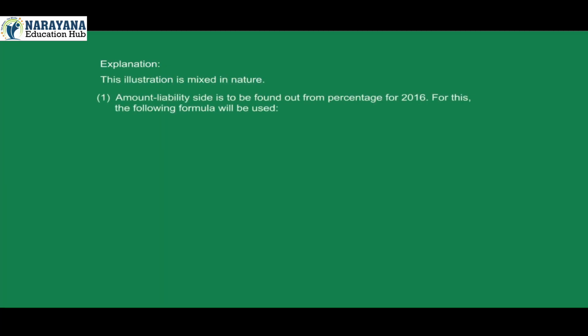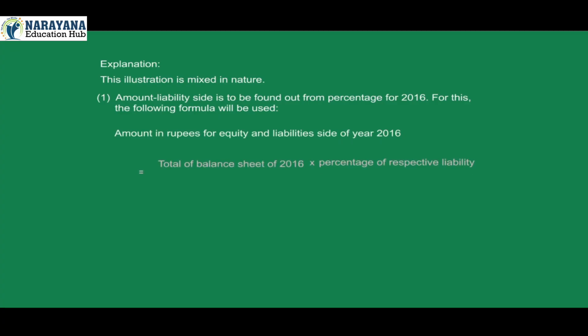Explanation. This illustration is mixed in nature. 1. Amount on the liability side is to be found out from the percentage for 2016. For this, the following formula will be used. Amount in rupees for equity and liability side of year 2016 is equal to total of balance sheet of 2016 into percentage of respective liability divided by 100.